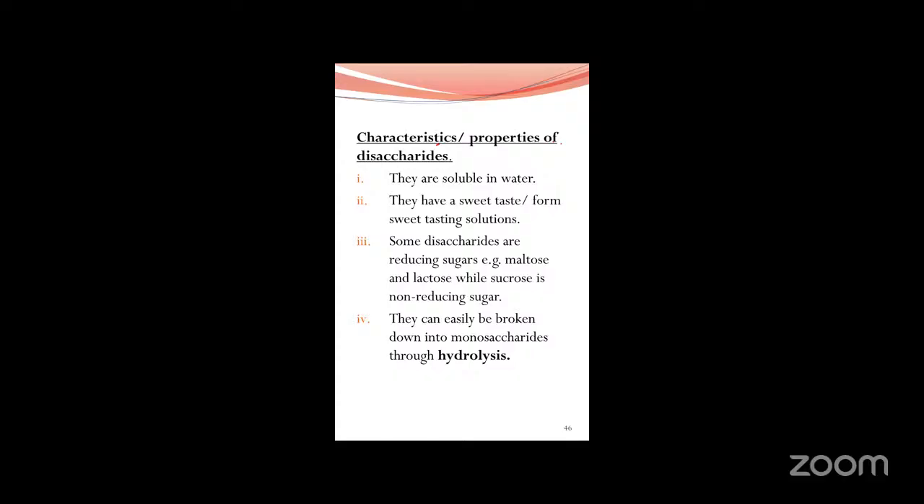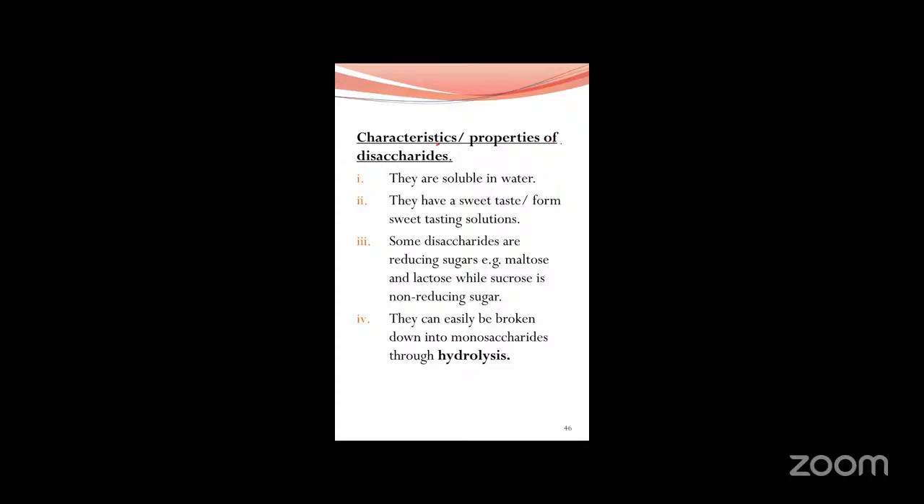Some disaccharides are reducing sugars while some are non-reducing sugars. I've said on this characteristic of reducing and non-reducing sugars, it would be better and well understood if we did an experiment. So when we'll be doing experiments or practicals, we are going to include a practical activity on testing what's a reducing sugar and what's a non-reducing sugar, and I'm going to explain in depth, and we are going to actually see how it works so that we can say that something is a reducing sugar or something is a non-reducing sugar.